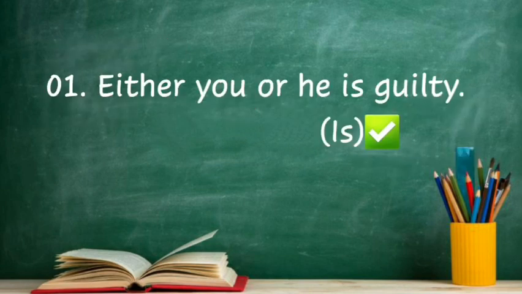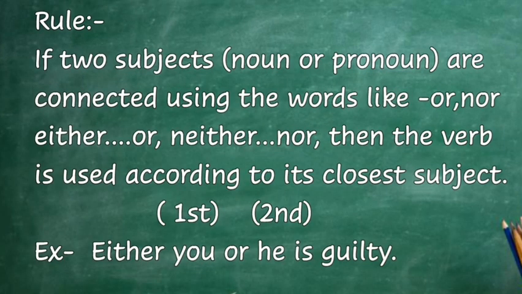So the rule says, if two subjects, that is nouns or pronouns, are connected using the words or, nor, either or, neither nor, then the verb is used according to its closest subject always. Try to remember that. In the above sentence we have two subjects, you and he. But the closest subject to the fill in the blank is he. So for sure, we'll be using is here.